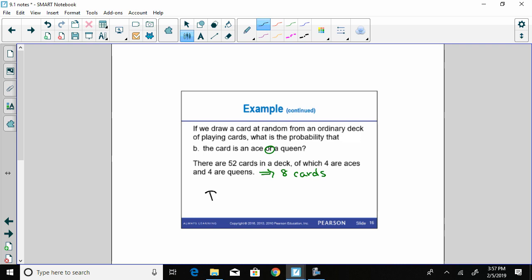So what is the probability of an ace or a queen, right? There are 8 out of 52 possible. Again, does that reduce? Yes, it does. 4 goes into 8 2 times, and 4 goes into 52 13 times. Okay, just doubled my chances.